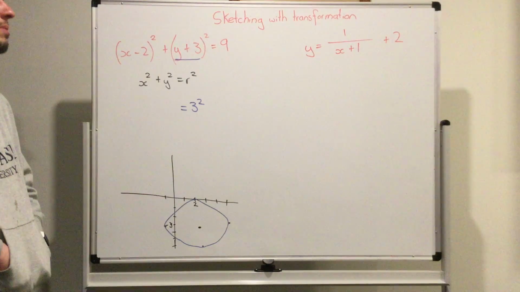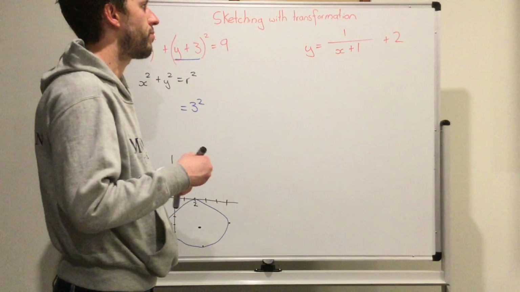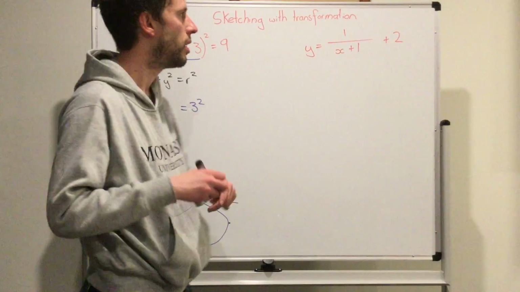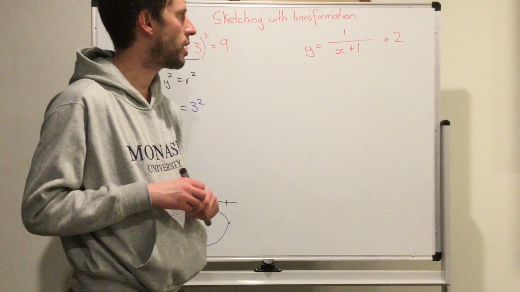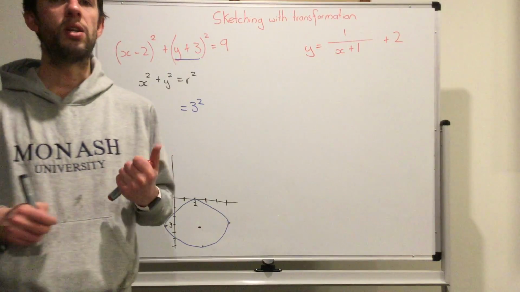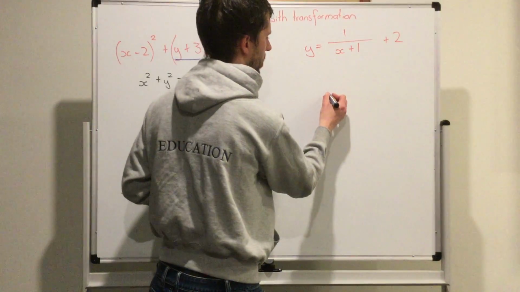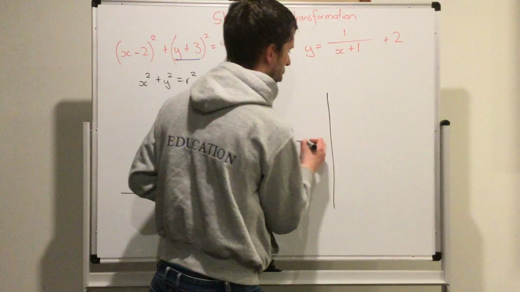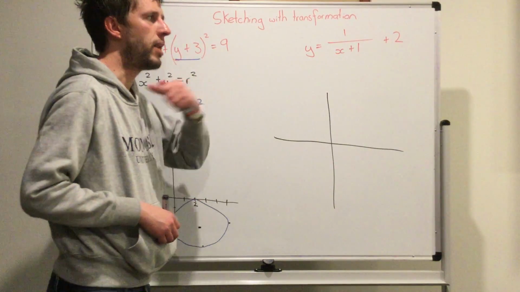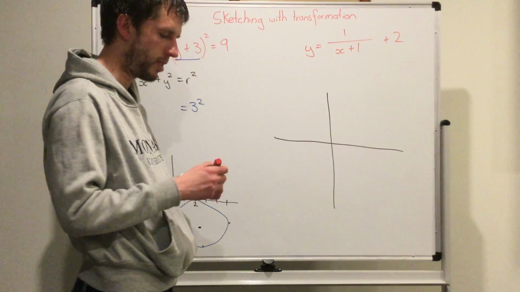Now let's look at sketching with transformation of a parabola, sorry, not a parabola, a hyperbola. The first thing I want us to think about is the denominator. With our denominator, we know that we can't have 0. So what does x need to be for the bottom to equal 0? Well, if it's x plus 1, it needs to be minus 1. Minus 1 plus 1 equals 0. So x can't be minus 1.